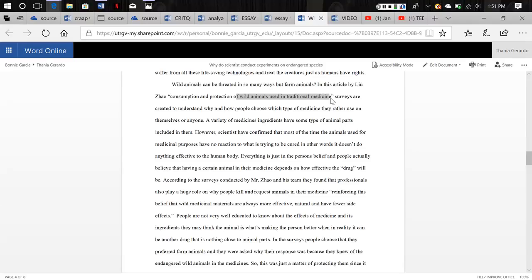For other animals, such as the wild animals, that's what it says here. Wild animals are becoming extinct because of this. So that's where everything else comes into place.